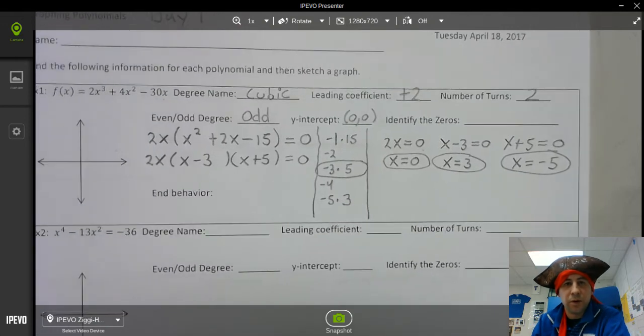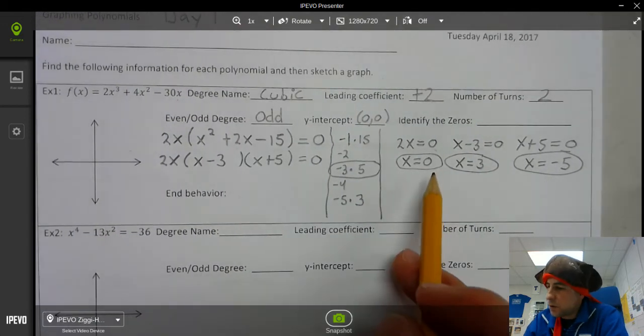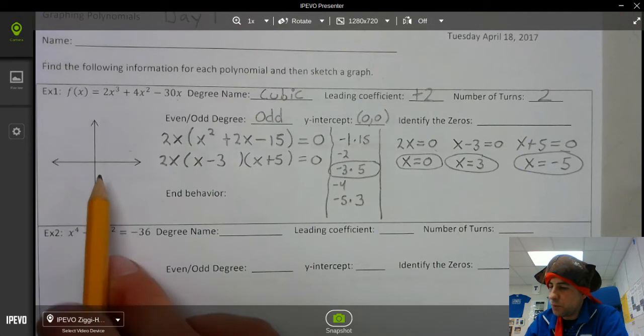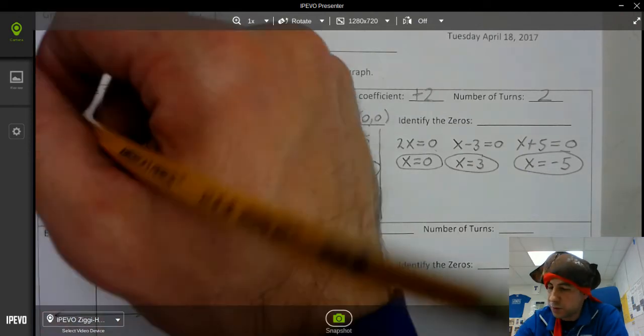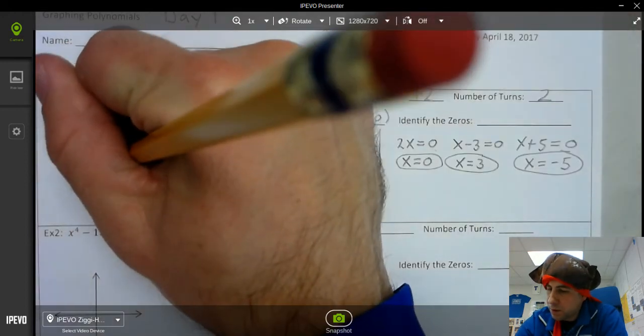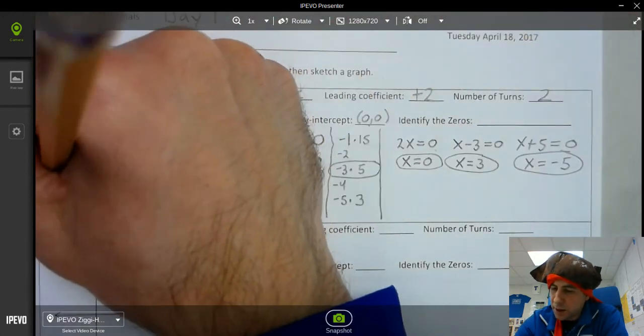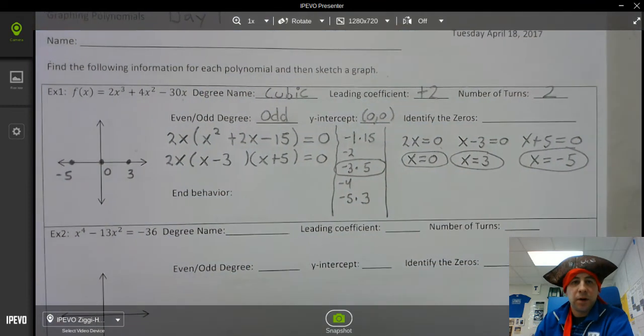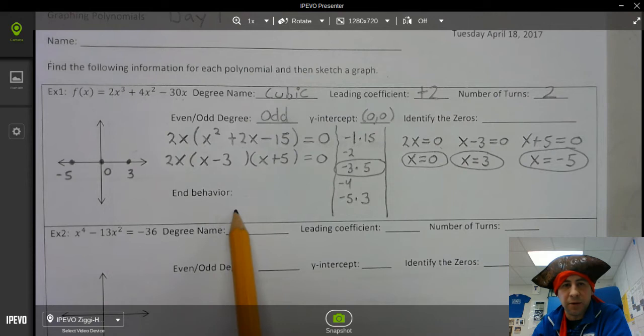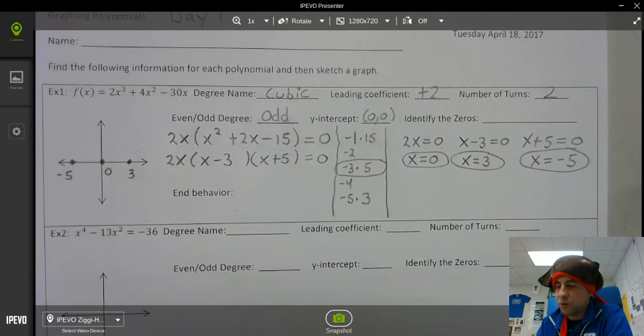All right, in this video we're just going to put the x-intercepts as 0, 3, negative 5. Now, in class, I want to go over how to sketch the graph and the end behavior, but I'm going to leave that for class. So if you would pause the video and finish or update what we have for example 1. And remember, we're going to go over the sketch and the end behavior in class.